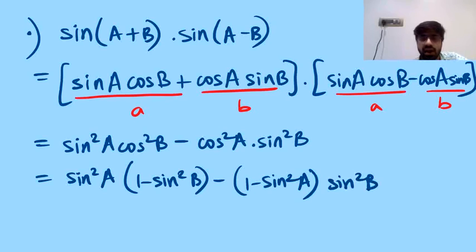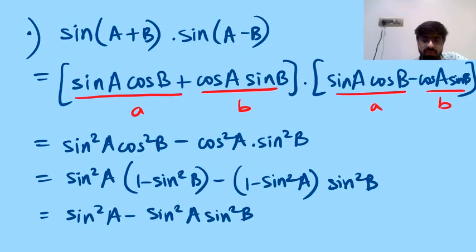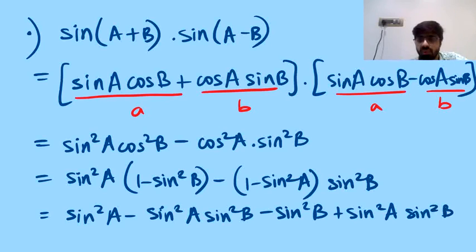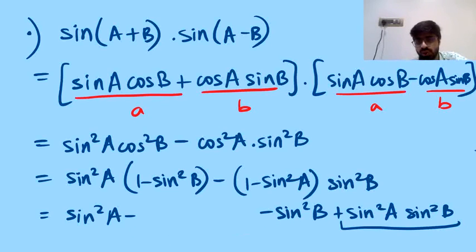Expand the full bracket, so we will have sine square a minus sine square a sine square b, minus sine square b, and minus sine square b into minus sine square a, making it plus sine square a into sine square b. Now sine square a sine square b is getting cancelled, and ultimately the value of the full expression remains as sine square a minus sine square b.